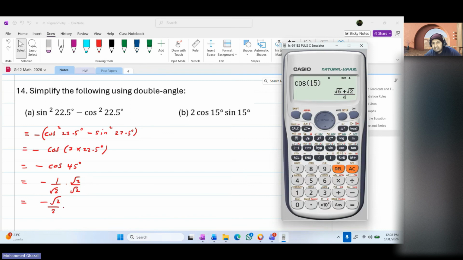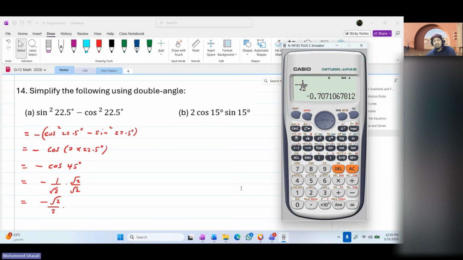Let's check. Sine squared. How are you going to type sine squared? You're going to say sine 22.5, and then squared. I think you should put a bracket as well. Put another bracket and then squared. And then subtract cosine, put a bracket, cosine 22.5. That bracket is for the angle, that bracket is to close the cos squared. I'm getting negative 0.707, and that was negative 1 over square root 2.